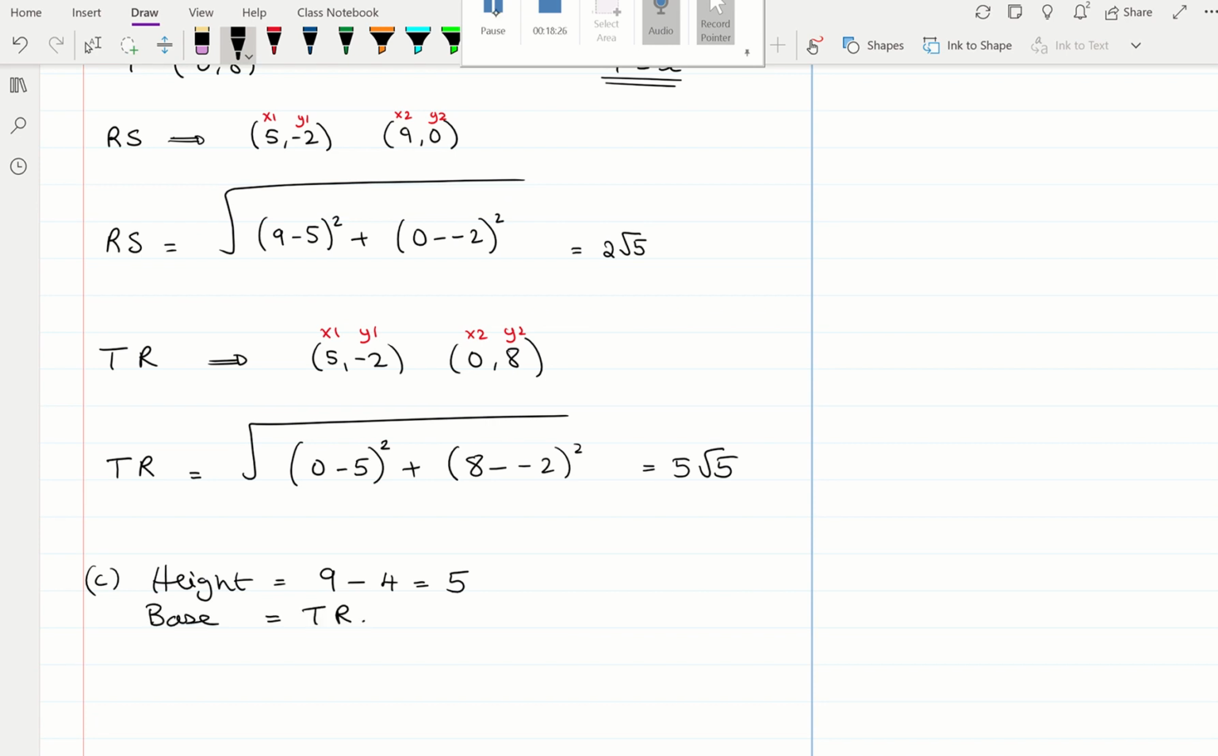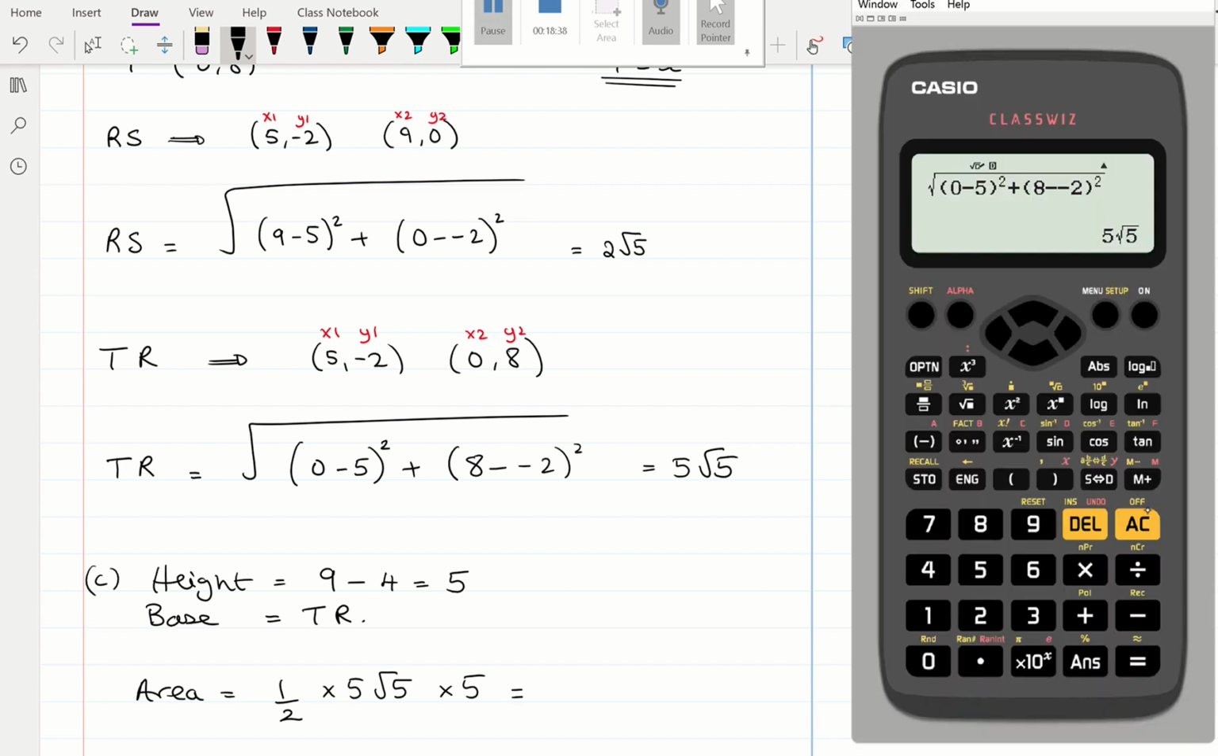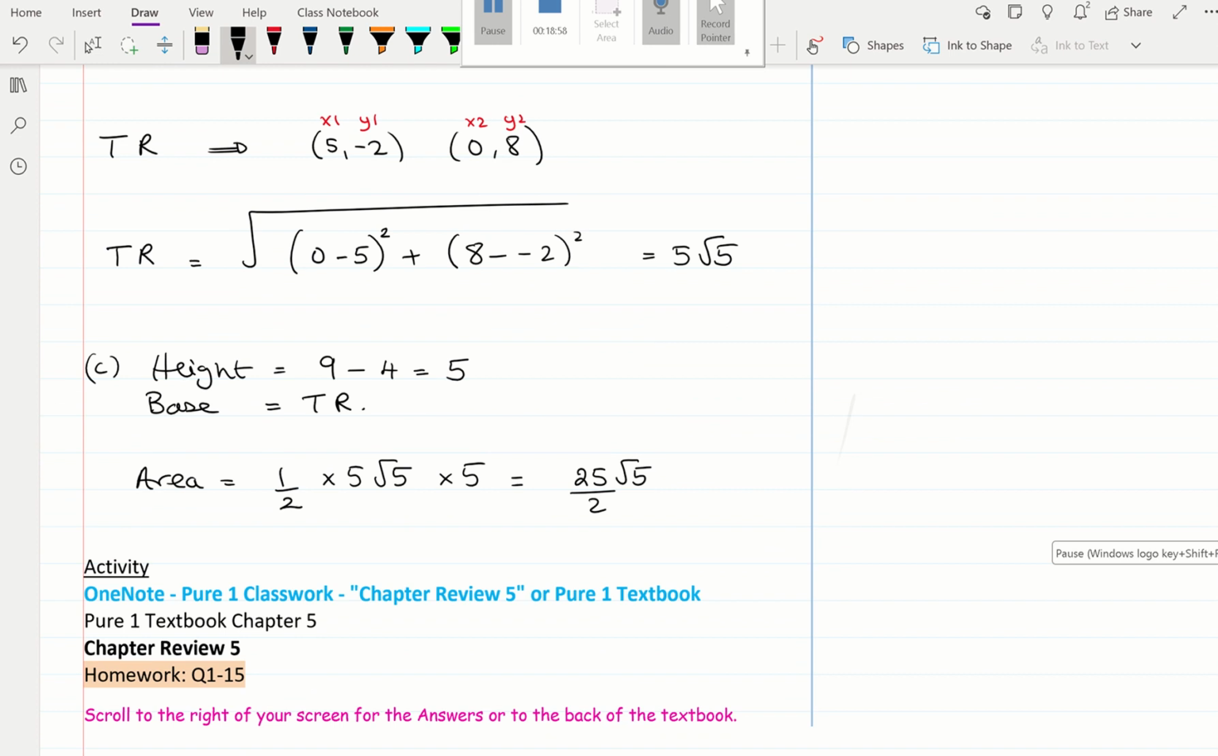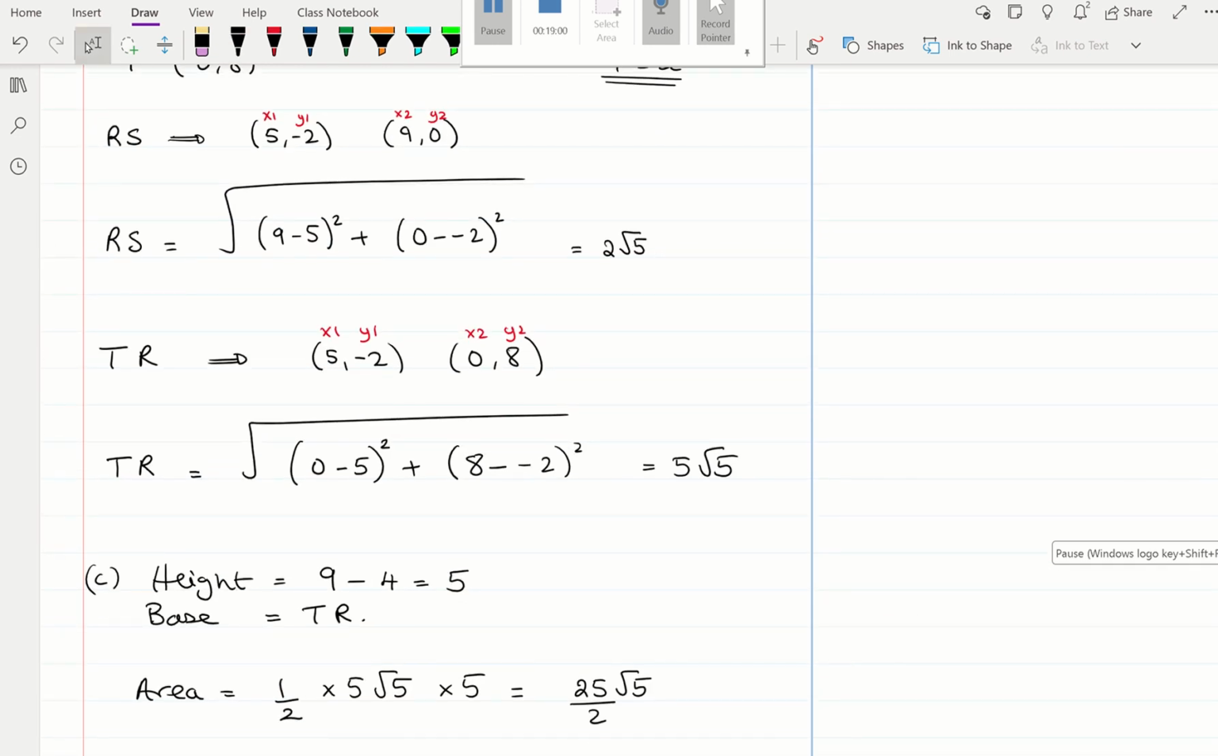Okay, so the area is half times 5 root 5 times 5. So I get my calculator, and I've got a half times 5 root 5 times 5. 25 over 2 root 5. Okay, and that is the end of the video.